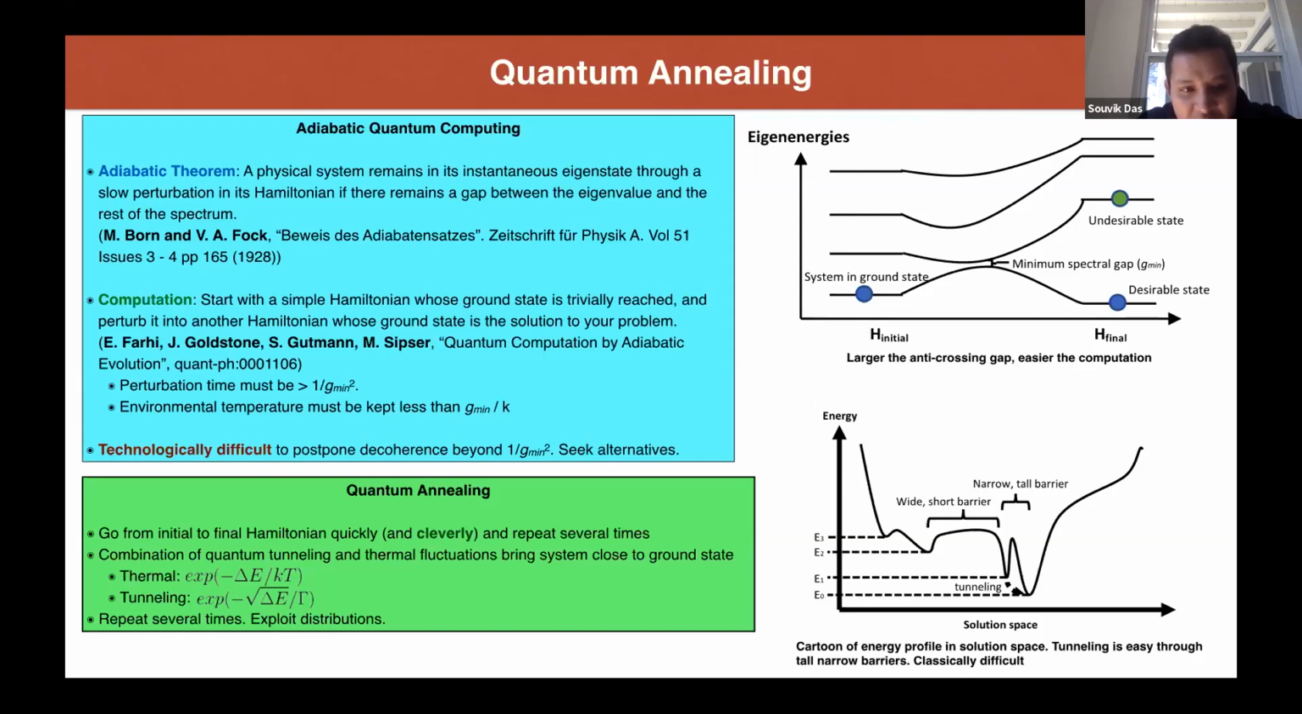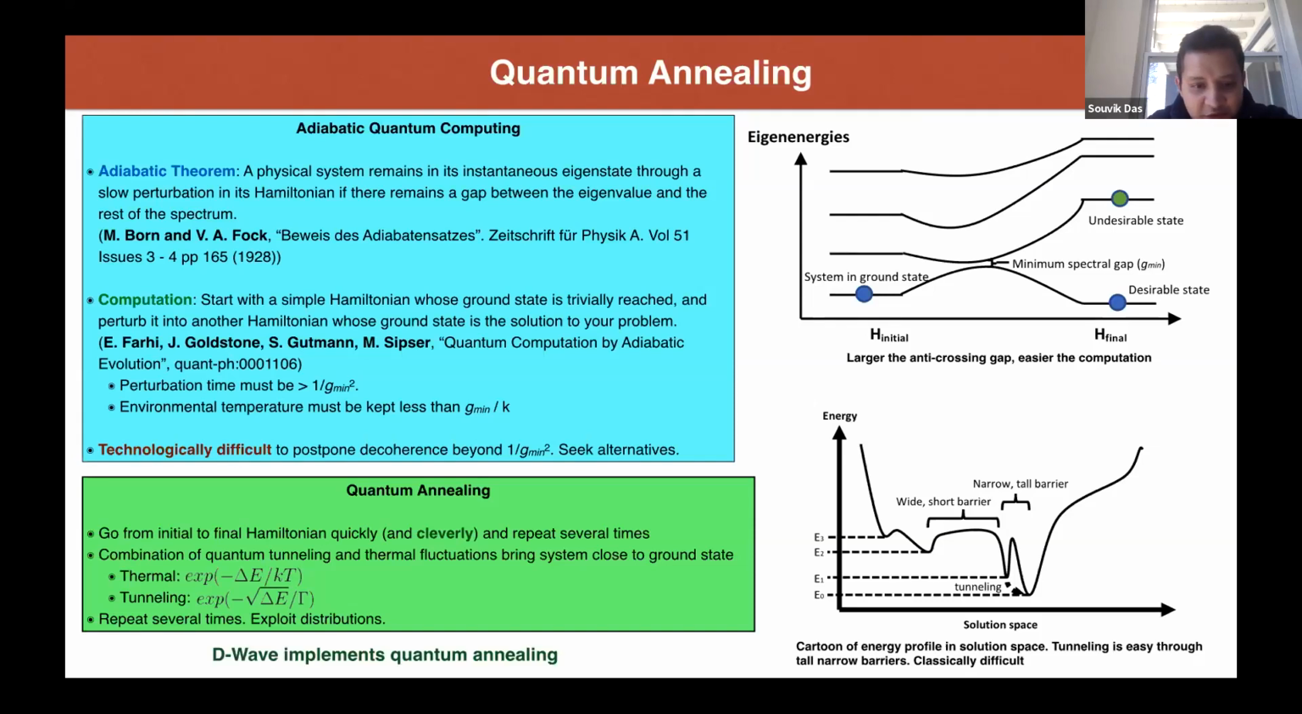Thermally, you would only get over it with a probability of e to the power of minus delta E by kT, where delta E is the barrier height. Whereas quantum tunneling can slide you into the ground state at a cost that scales with the square root of the height of the potential. That is the advantage you're looking for. You repeat several times and exploit the distribution. So that's the cartoon over there. So we're trying to use this.